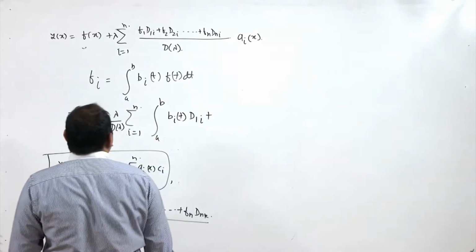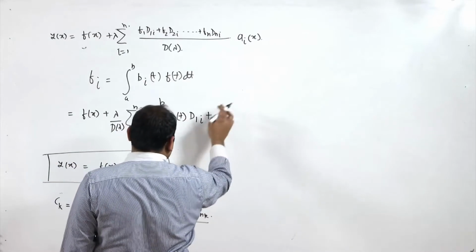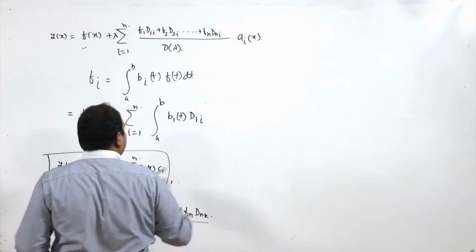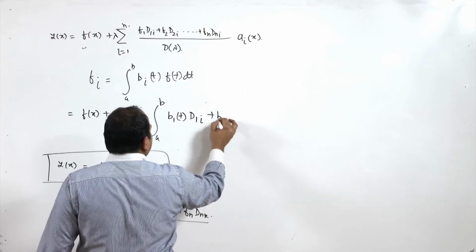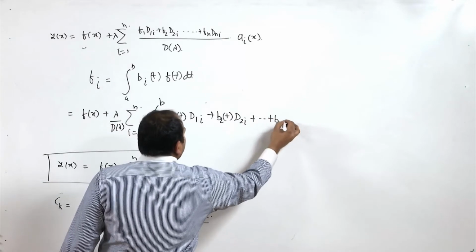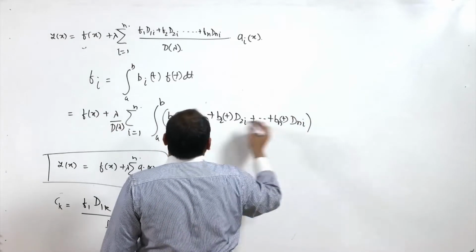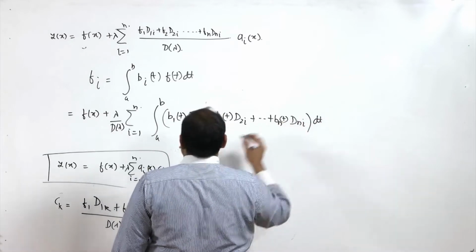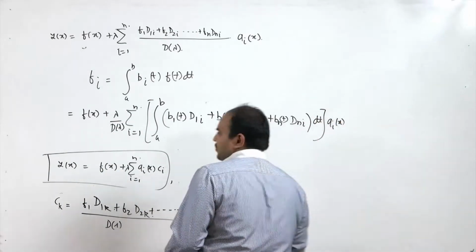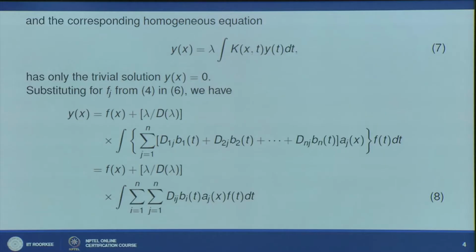So f2 is what? So here f1 is b1(t) d1i plus b2(t) d2i and so on, bn(t) dni, and this is with respect to dt, and the whole thing is a_i(x), which we are representing in the next equation, that is here.